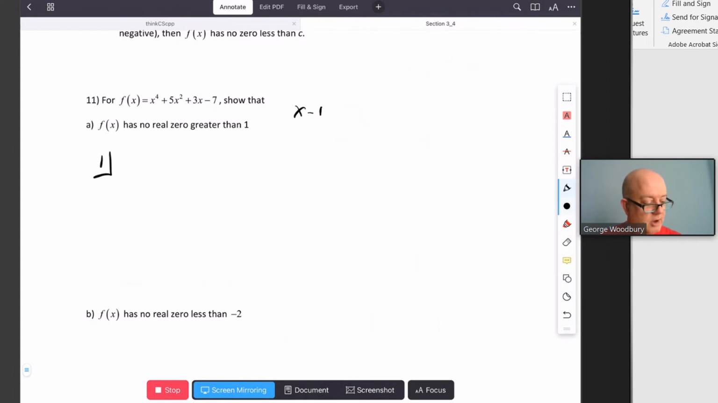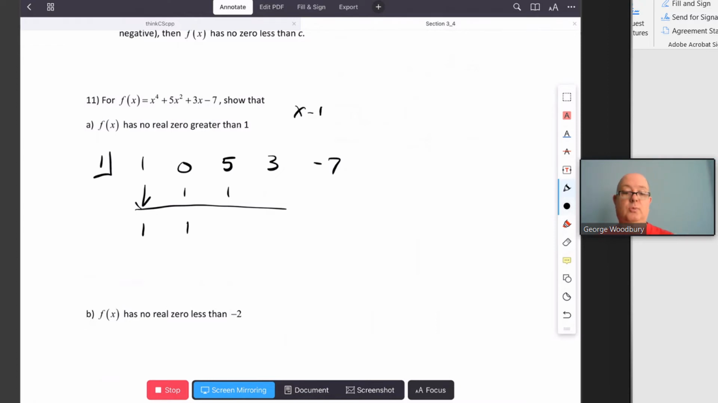Again, 1 goes in the division box. The coefficient for x to the fourth is 1. There's no x cubed term, so we put a 0 there. 5 for x squared, 3 for x, and negative 7 for the constant. Bring down the 1. 1 times 1 is 1. Total that column, 0 plus 1 is 1. So far, both positive. 1 times 1 is 1. Total the column, 5 plus 1 is 6. 1 times 6 is 6. Total the column, that's 9. 1 times 9 is 9. Total the column, and we get 2.